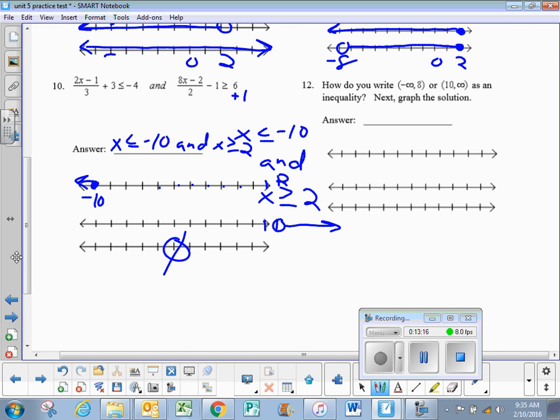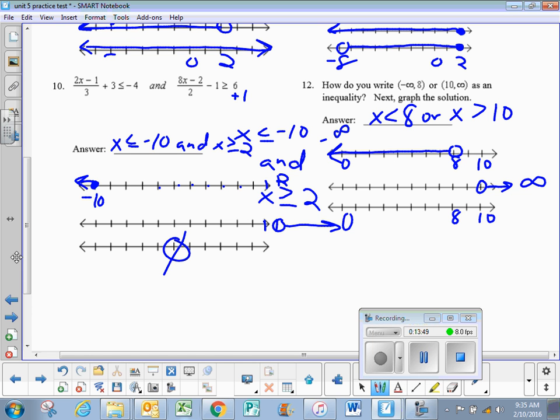Number 12. How about this one? x is less than 8, or x is greater than 10, right? So x is less than 8, so it's going from 8 to negative infinity. What does that look like on a graph? If this is 0, this is 8, this is 10. If x is less than 8, it goes there. So it goes from negative infinity to 8. Or it goes from 10 to infinity.